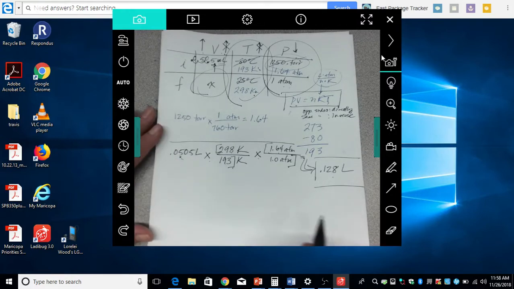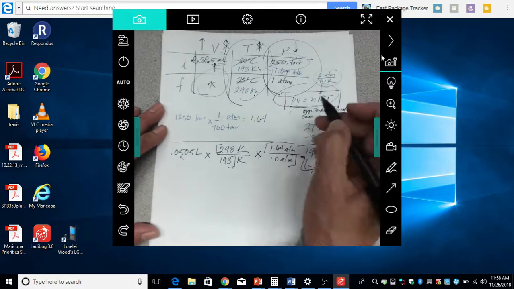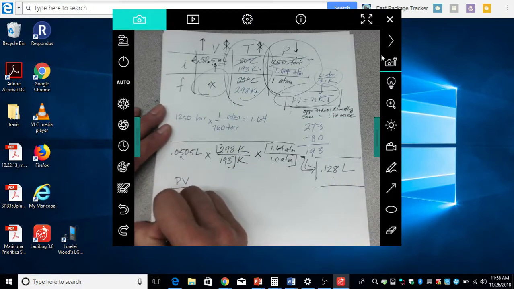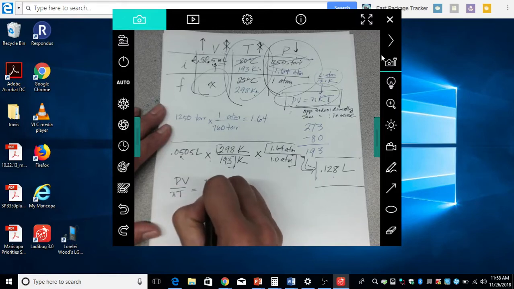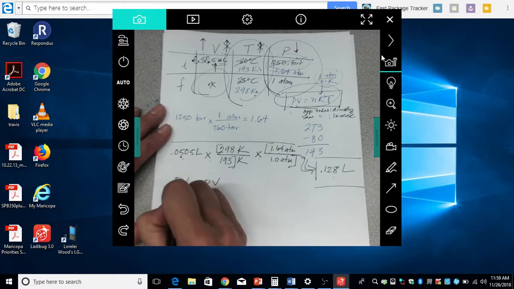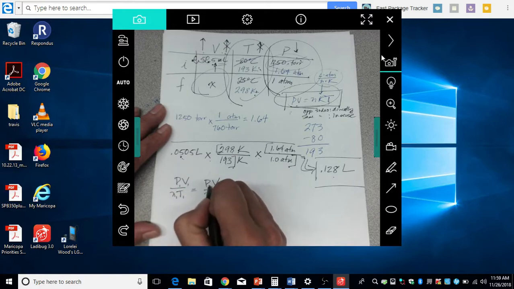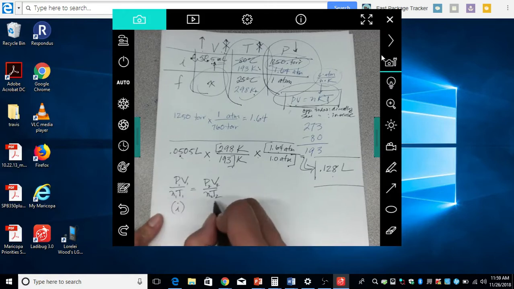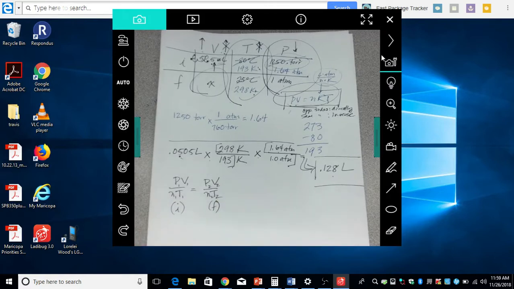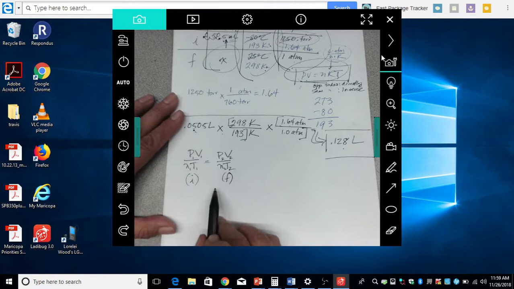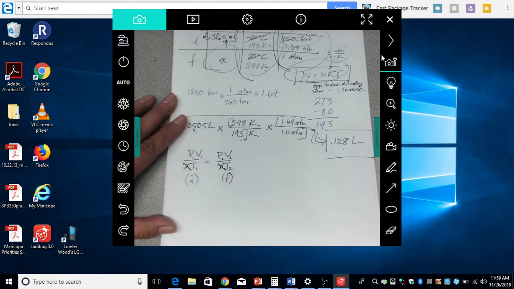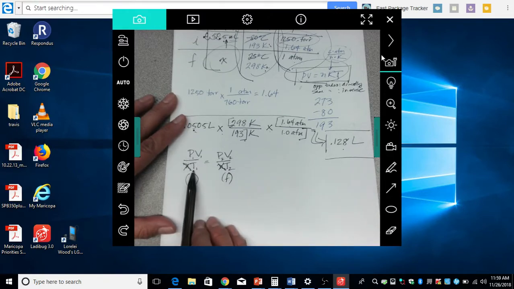Let's look at the algorithm method. If we take this and we solve it and we get all the variables on one side for R, PV over nT is equal to PV over nT. And you can say prime, or 2, or initial conditions, and these are final conditions. Now we're not using all these variables because the amount of gas didn't change, so we don't need n. The same amount of gas was in the container in this problem. But we did have pressure, volume, and temperature values to deal with.